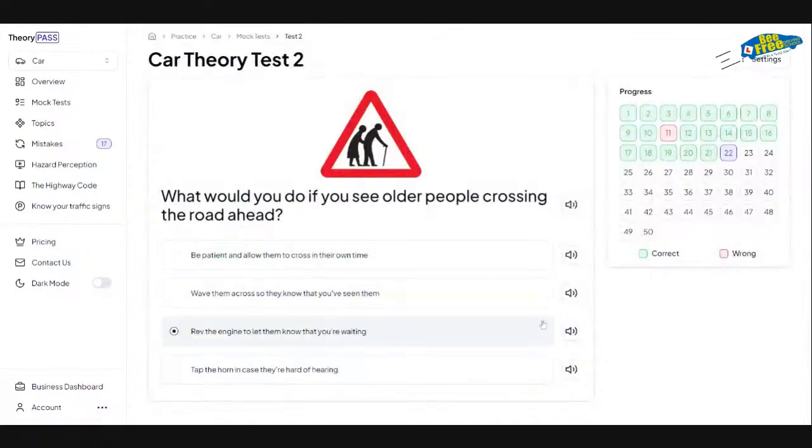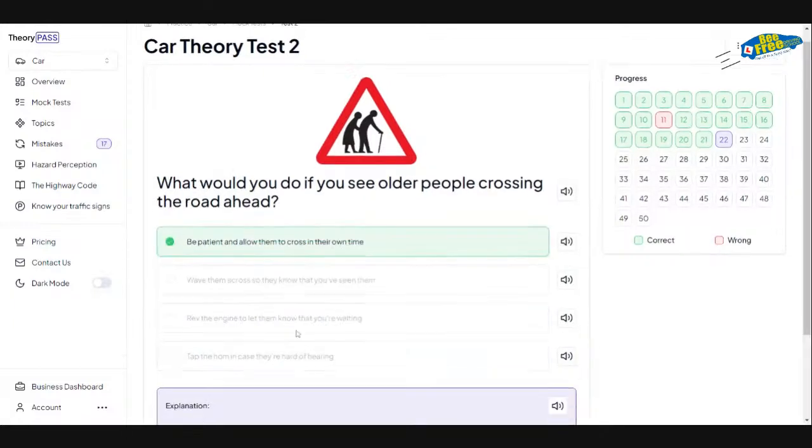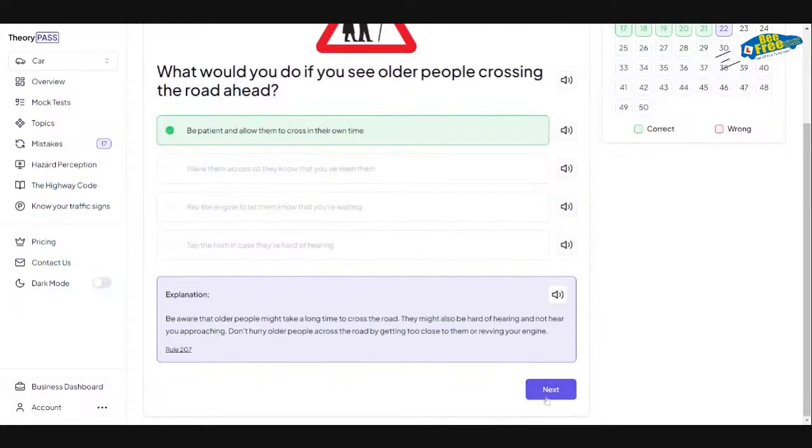Question 22. What would you do if you see older people crossing the road ahead? Be patient and allow them to cross in their own time. Wave them across so they know that you've seen them. Rev the engine to let them know that you're waiting. Tap the horn in case they're hard of hearing. Well, I'm hoping that you've just said that you're going to be patient and let them cross.